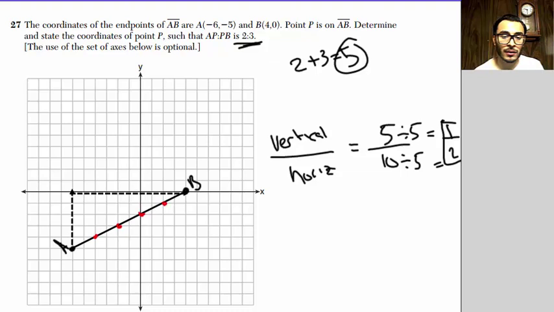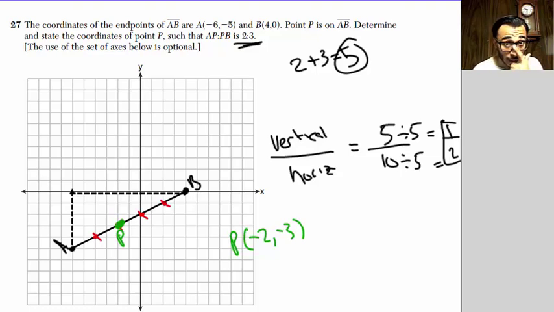In doing that, what you actually just did is you broke up the segment AB into 5 equal segments, right? You got 5 equal pieces here: 1, 2, 3, 4, 5. And since they want a 2 to 3 ratio, just count 2 segments, 1, 2, boom, right there. That's point P. That breaks up segment AB into a 2 to 3 ratio. So what are the coordinates of point P? They are -2, -3.